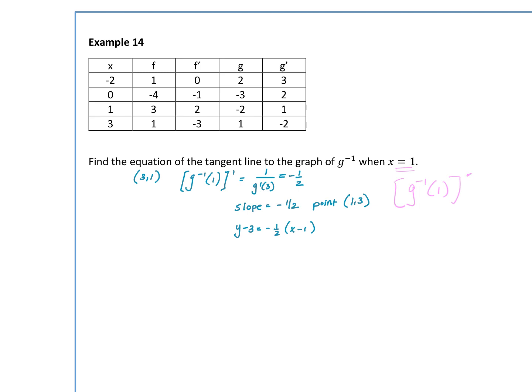So it's the g function. For the g function, it's the x of the inverse, which means it's the y of the original function. So I'm going to go to the g function, find 1. The x value is 3. So it's 1 over g prime of 3. So find g prime, find 3. It's negative 2. So that's the slope. Okay?